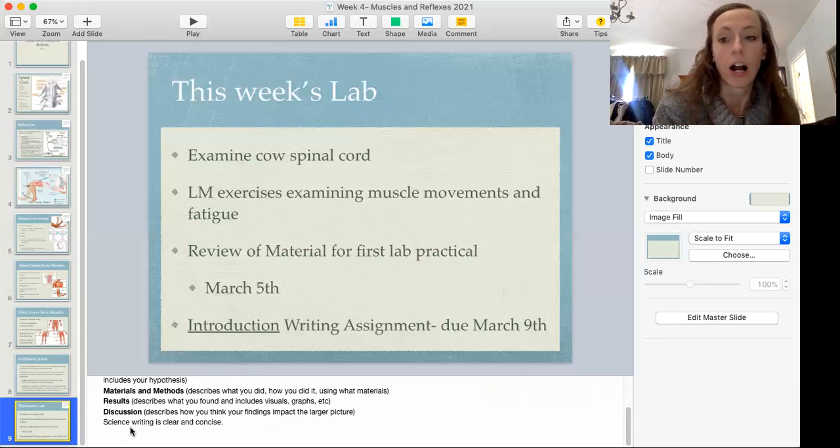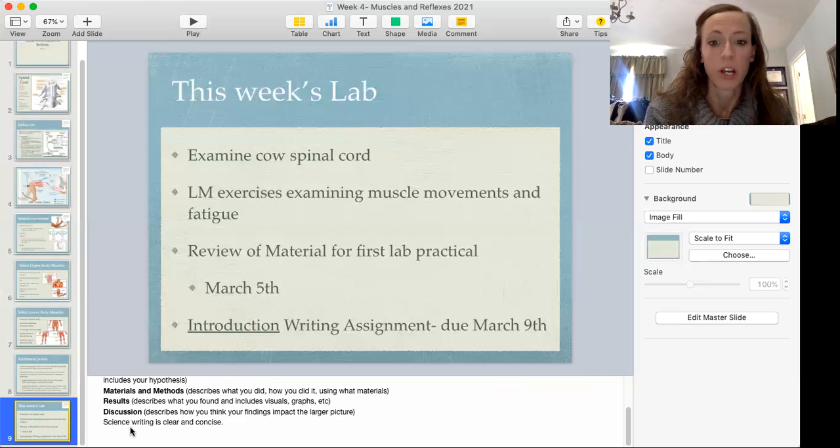Okay. The last thing I want to mention is that science writing is very clear and concise. You want to be thorough, but each sentence should have a clear meaning. And we don't use a lot of flowery words. Okay. So you don't need to describe minute details unless they impact the process. Okay. So write clearly, concisely, and keep to the point.